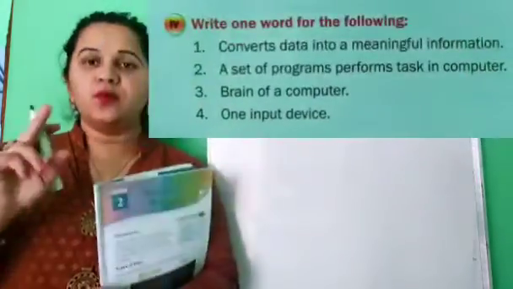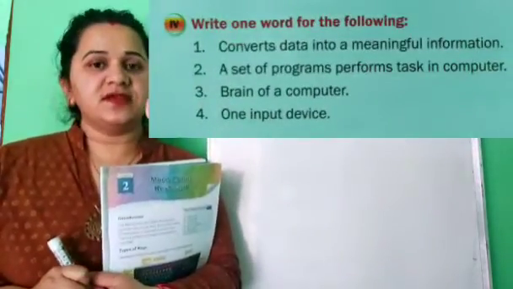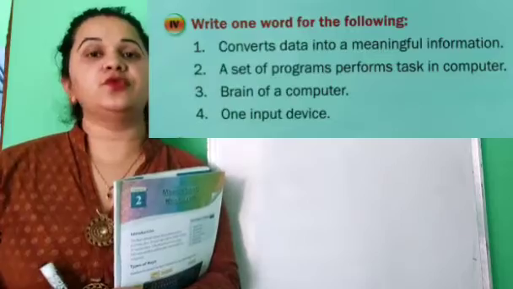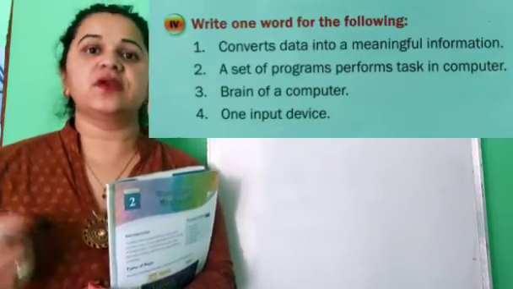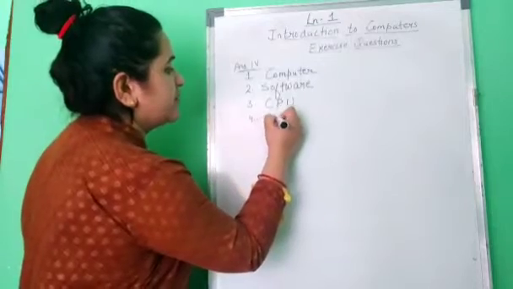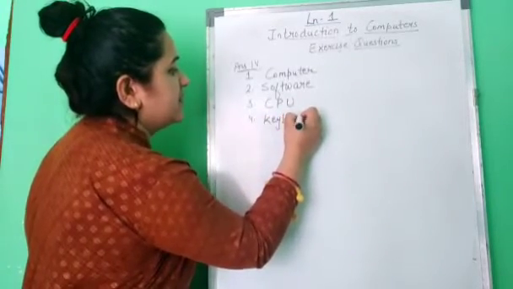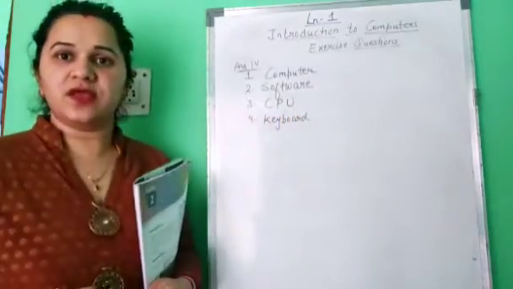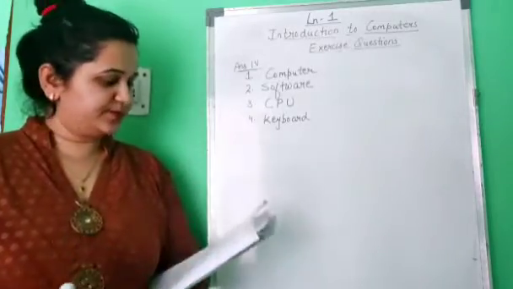Now fourth one, input device. See, I've given you many examples of the input devices. You can write down any one of them. Okay, here I am writing down keyboard. You can write down mouse as well. You can write down scanner as well. Okay, here I am writing down keyboard.